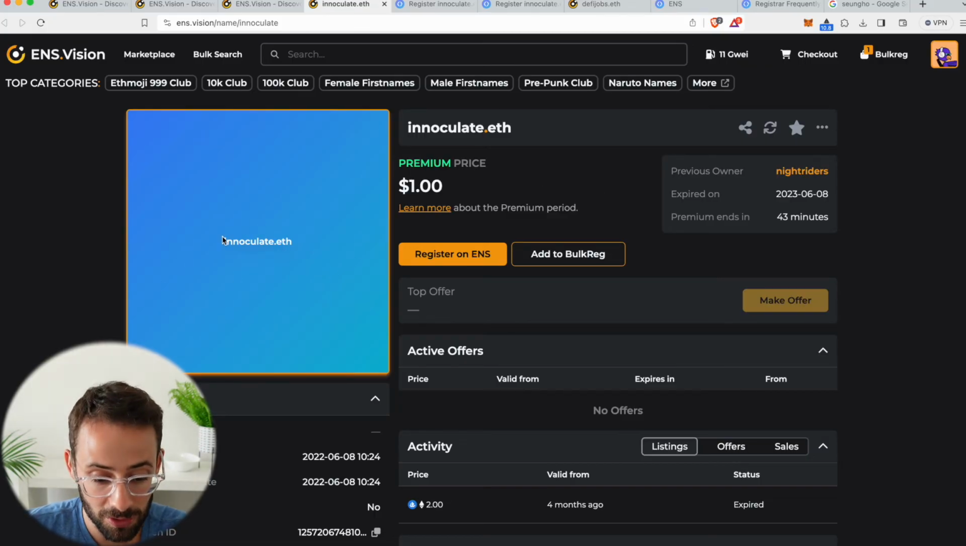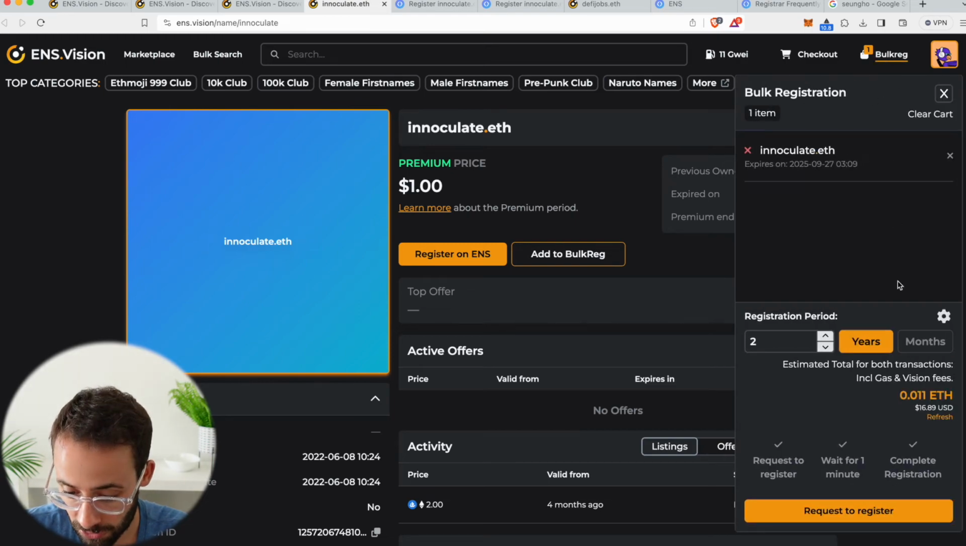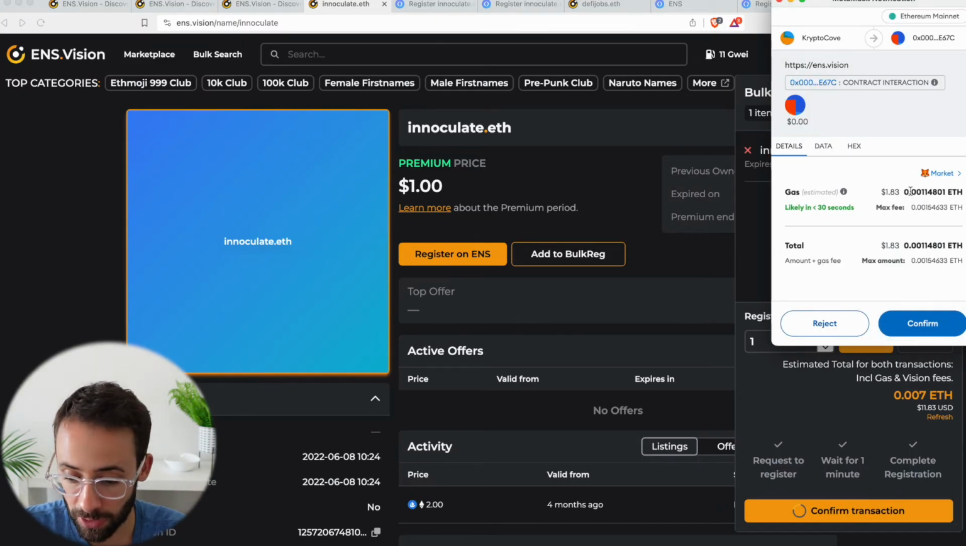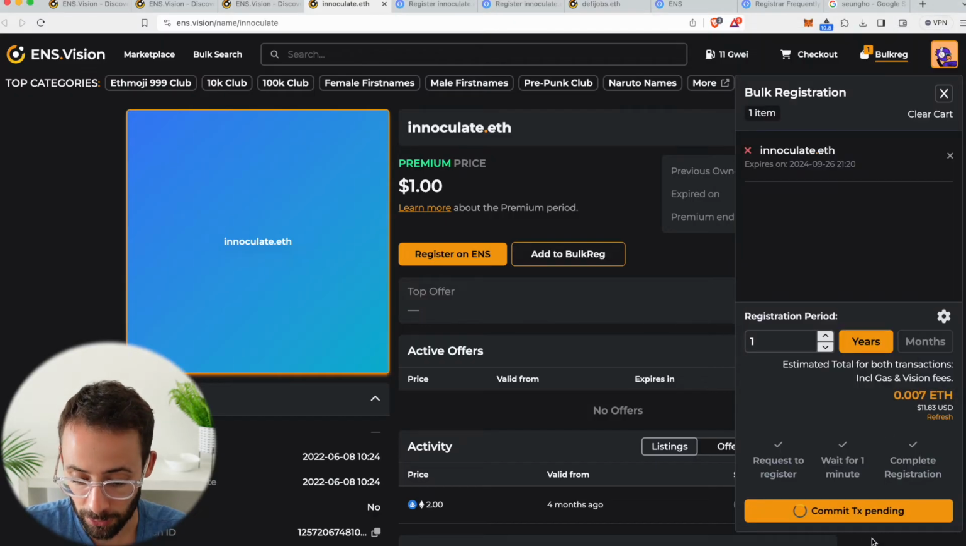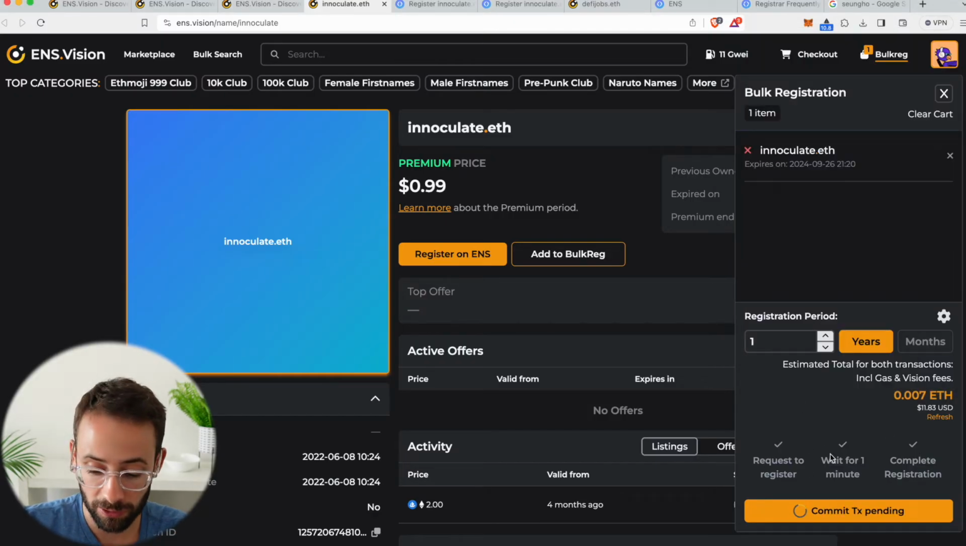So I'm going to register inoculate.eth, going to open up my registration tool. I'm going to register it for, let's say, only 1 year. And I'm going to request to register. With this process, you're going to have to confirm a couple transactions in your MetaMask wallet, which is going to cost money. So you can see my first transaction, $1.83 in gas. So you're going to have to pay for that, wait for it to confirm that no one else is trying to register at the exact same time, and then I can complete the registration.